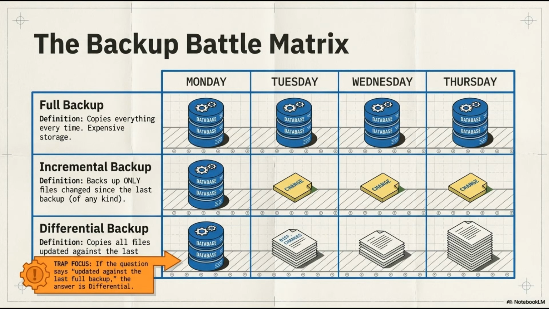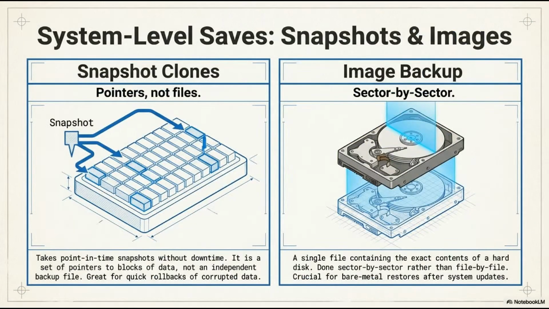Okay, let's examine slide 10, system-level saves, snapshots, and images. We have two very different ways to save a system state here. But looking at the left side, the slide says a snapshot is not an independent backup file. It isn't, and confusing the two is a critical error. A snapshot is just a set of mathematical pointers.